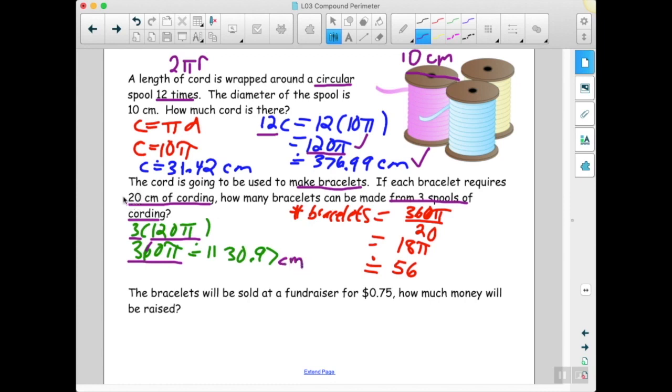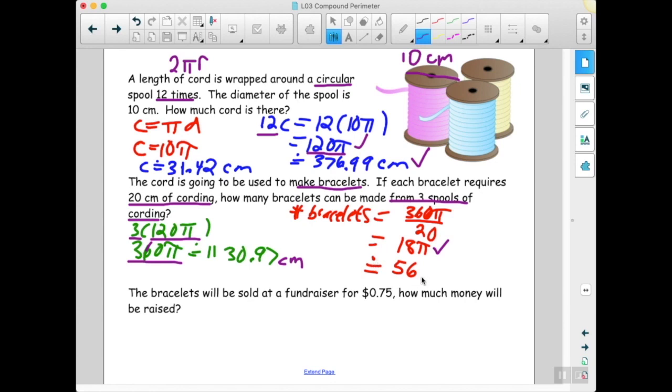If each bracelet uses 20 centimeters of cording, then what I'm going to need to do is divide the total amount, which is right here, by 20. Because how many times does 20 fit into 360 pi? 360 divided by 20 gave me 18, so the exact answer would be 18 pi. You could punch this into your calculator if you're not comfortable with doing that other simplification. And this answer is approximately 56.